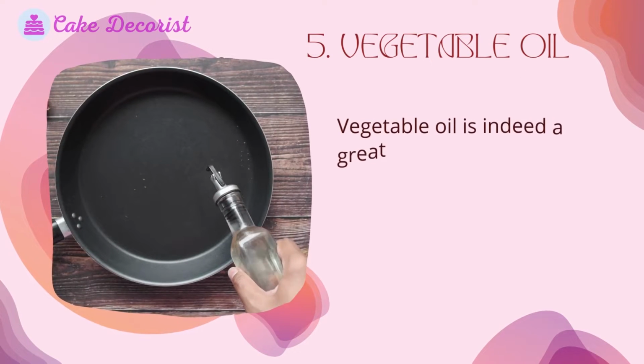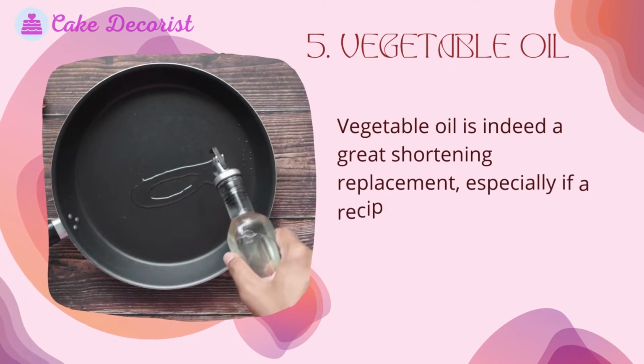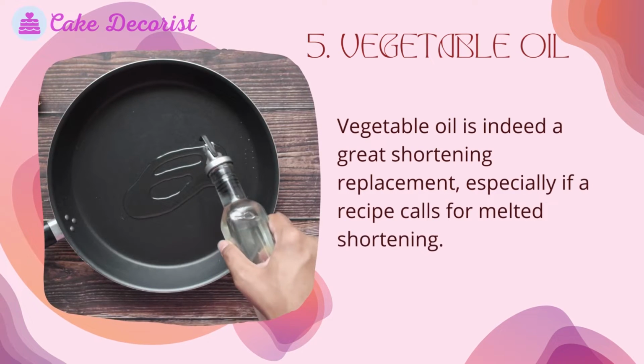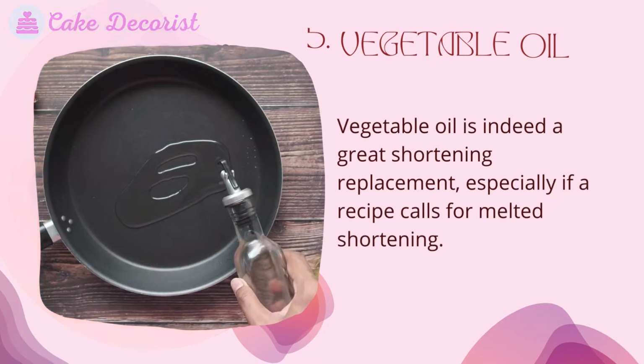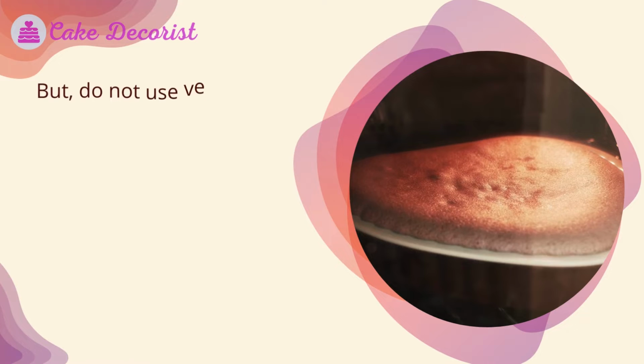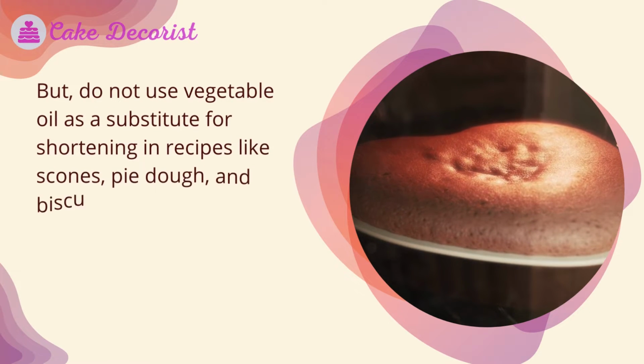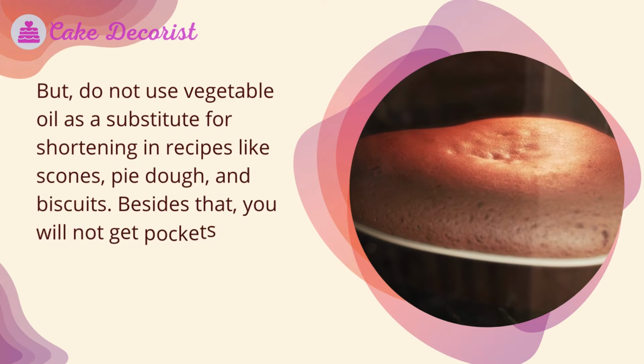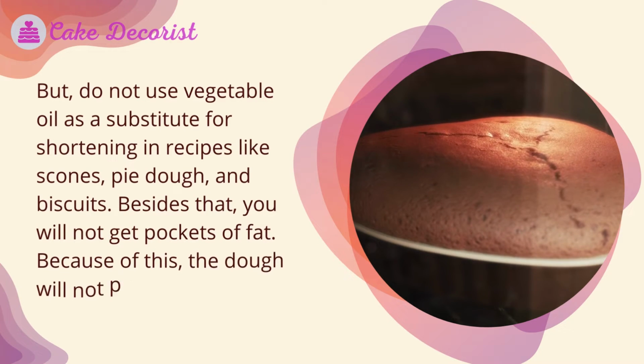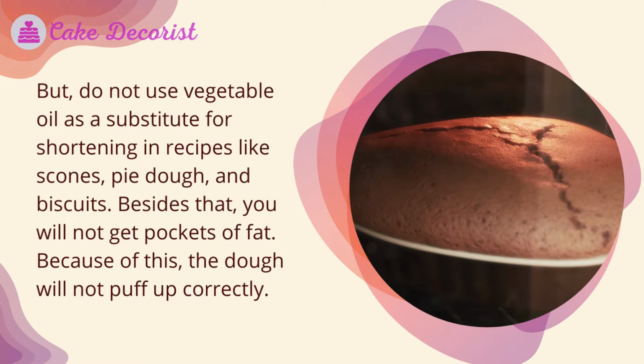5. Vegetable oil. Vegetable oil is indeed a great shortening replacement, especially if a recipe calls for melted shortening. But do not use vegetable oil as a substitute for shortening in recipes like scones, pie dough, and biscuits. Besides that, you will not get pockets of fat. Because of this, the dough will not puff up correctly.